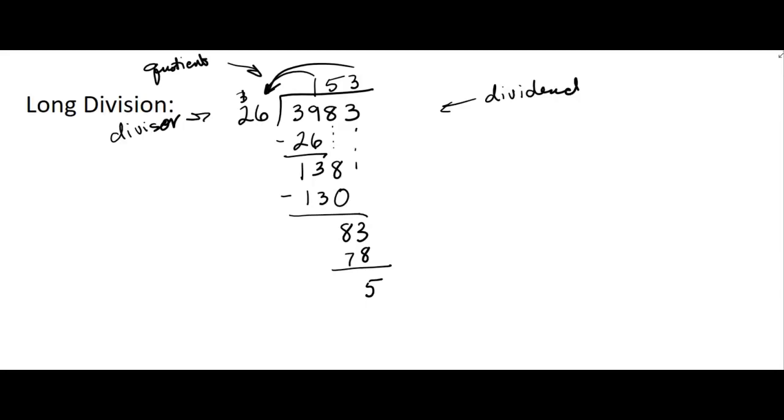Now we won't be putting a decimal place and more zeros. So we could write this as 153 and 5 over 26. At some point they should have taught you how to use fractions with the remainders, so you're putting the remainder over the divisor. Okay, so that's long division.